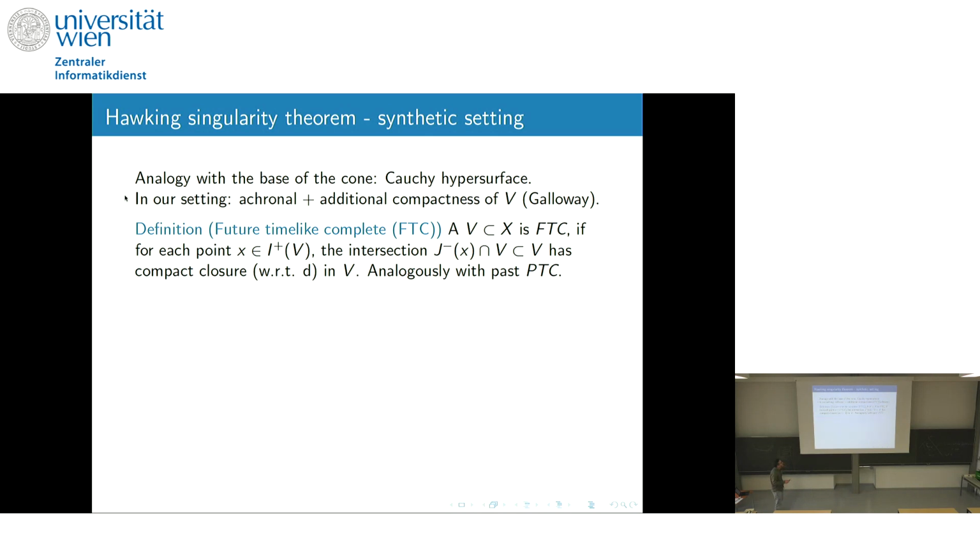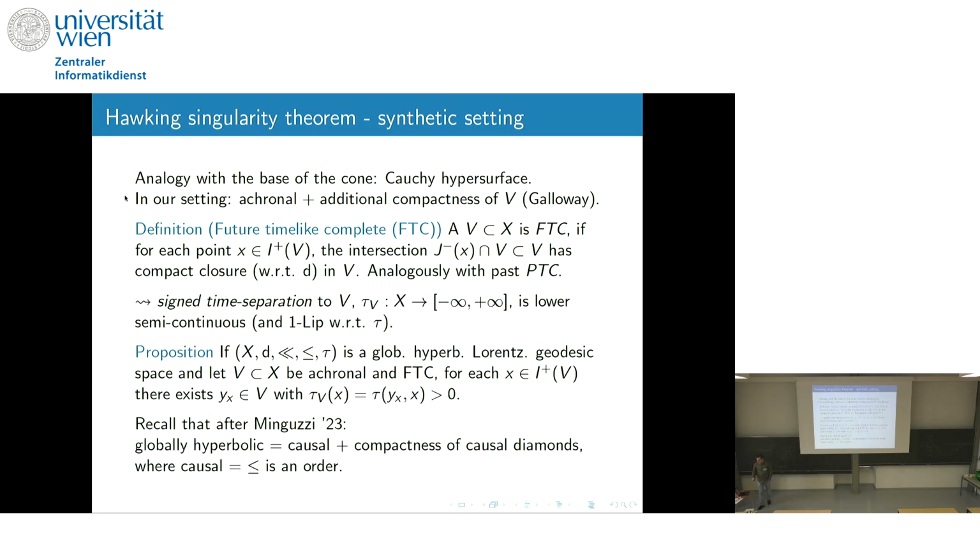So a set V is future time-like complete if for each point in the time-like future, the intersection of the causal past of the point with V has compact closure with respect to the ambient metric in D. And you have an analogous definition for past time-like completeness. In this case, the time separation function is a little more regular, it's lower semi-continuous, and moreover, as soon as you have one point in the future, there always exists a point inside V maximizing the distance from this point to V.